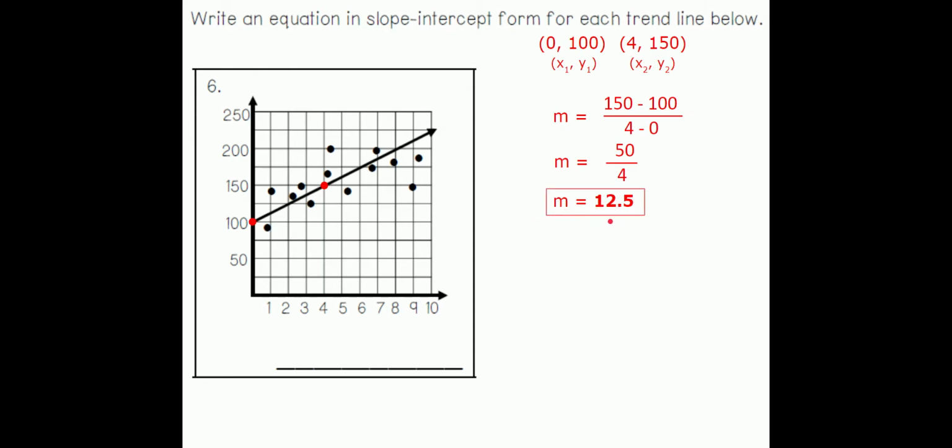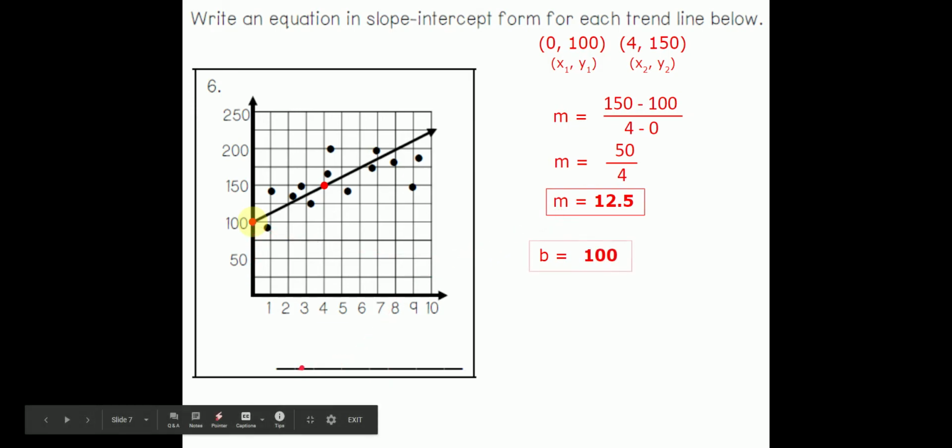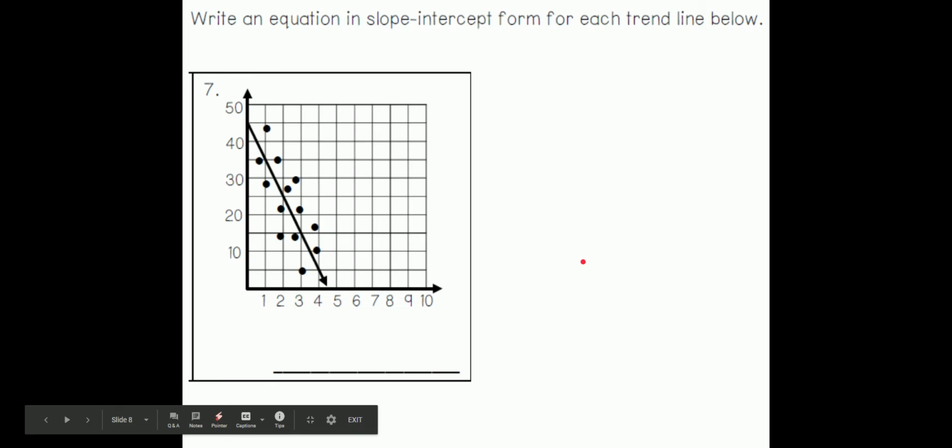So that's our slope. Remember, our slope could be in a fraction, which you want to reduce to its most simplified form, or you can just divide and turn it into a decimal. Finally, our y-intercept, let's see, it touches the line, the y-intercept, at this point, which is 100. So our equation should be y equals 12.5x plus our y-intercept, which is 100.